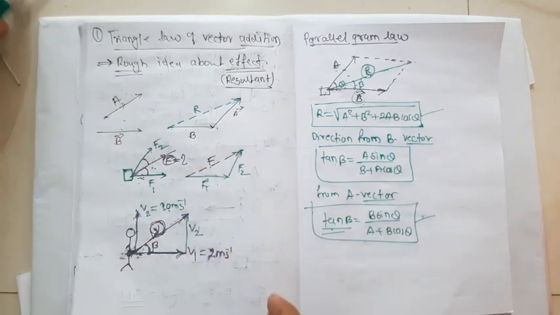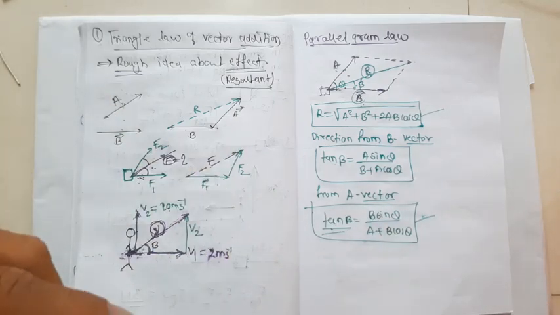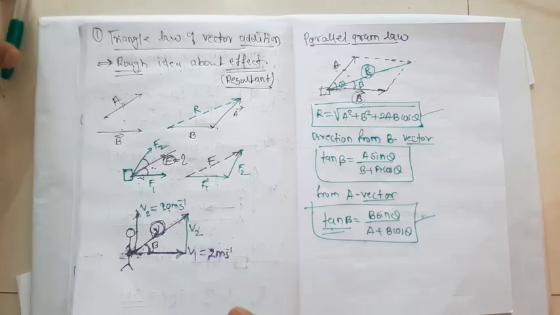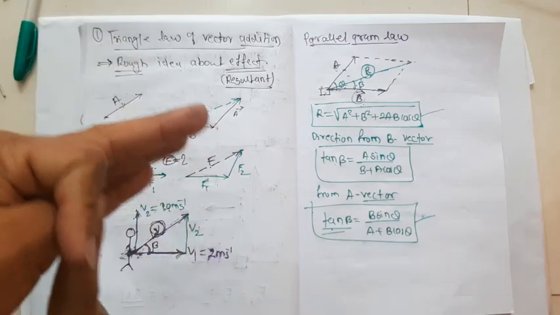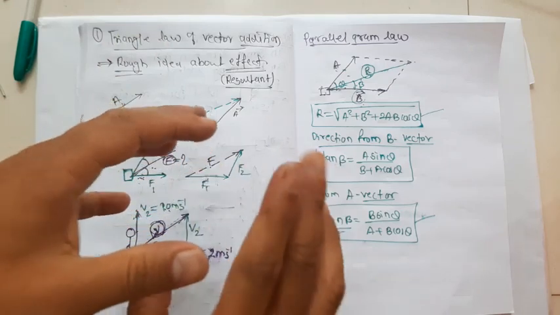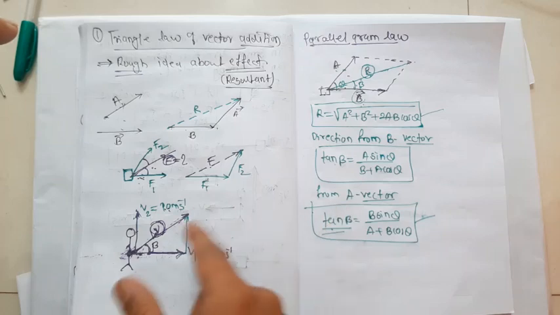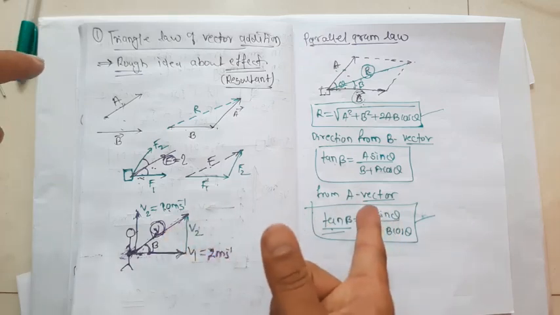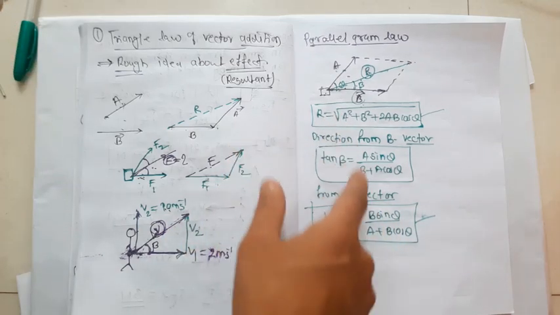Before moving towards 12th standard, remember all the types of vectors also: null vector, unit vector, zero vector, equal vector, opposite vectors. These are the types you have to remember, especially the resultant, the triangle law and the parallelogram law. And these two equations are very important.